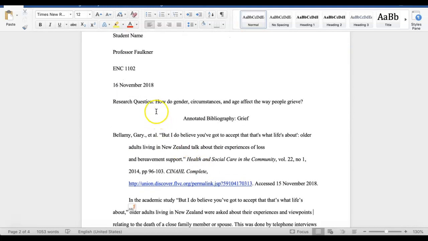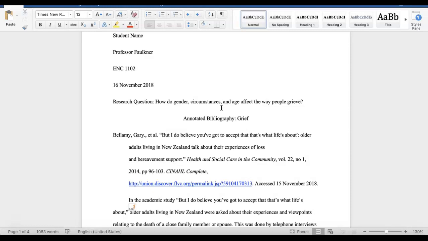So if we go and look, how do gender, circumstance, and age affect the way people grieve? Well, her first source talks about age. Now we're talking about circumstances. So we see that these sources are working to answer whatever that research question was. That's the whole point here, that we are finding sources that answer our research question. And then the actual paper you write will be written to answer that research question.